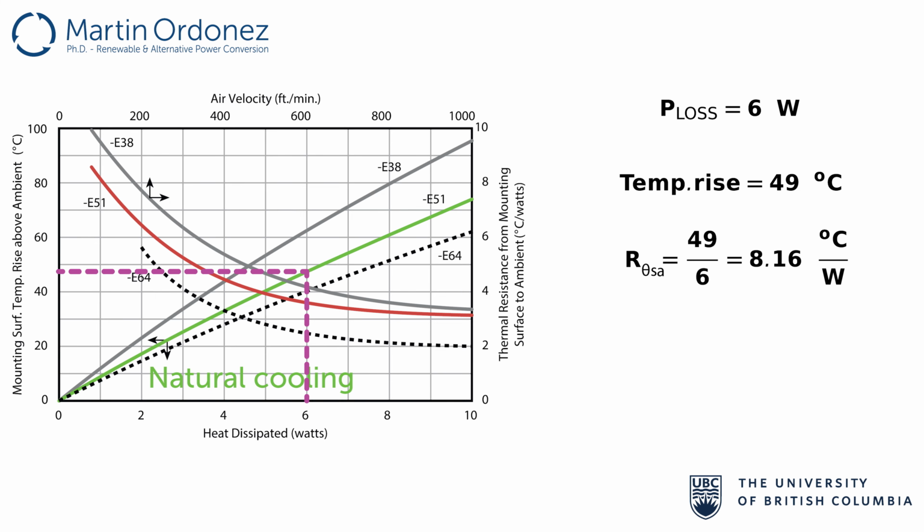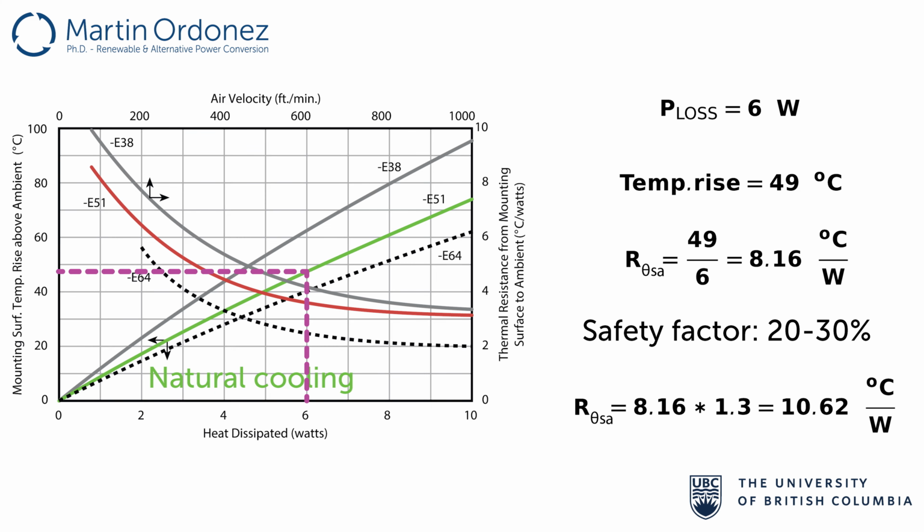Pay attention that this value is calculated based on ideal conditions in which the environment temperature doesn't change, the heatsink is completely connected to the MOSFET, etc. In order to account for uncertainties, it is better to apply a safety factor of 20 to 30%. In this case, I will consider a 30% safety margin. Therefore, a new value can be calculated for the resistance. Pay attention that if you change the power loss value, the resistance must be calculated again.